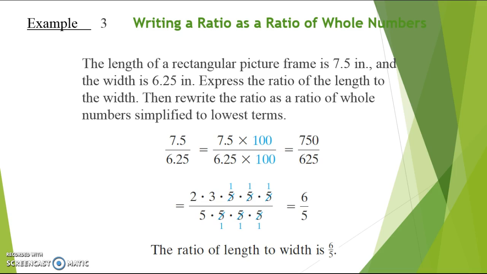Then we can go from there and use our steps to reduce it, to write it in lowest terms, which is what they're showing you on the second line. So what they did first was get rid of those decimals. Then they did the reduction.